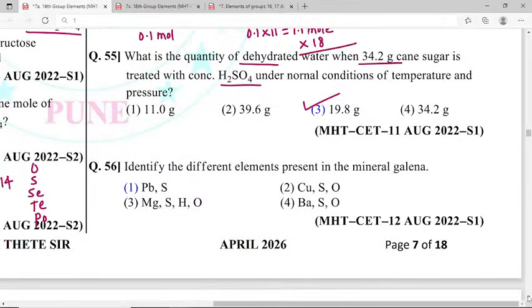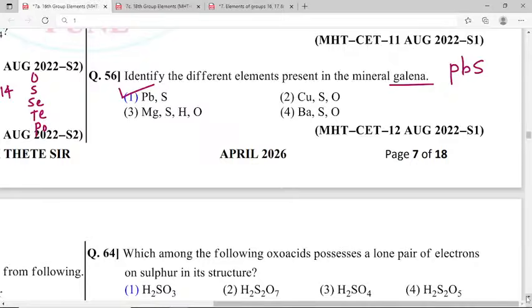Identify the different elements present in galena. So simple. Galena is PbS, lead sulfide.